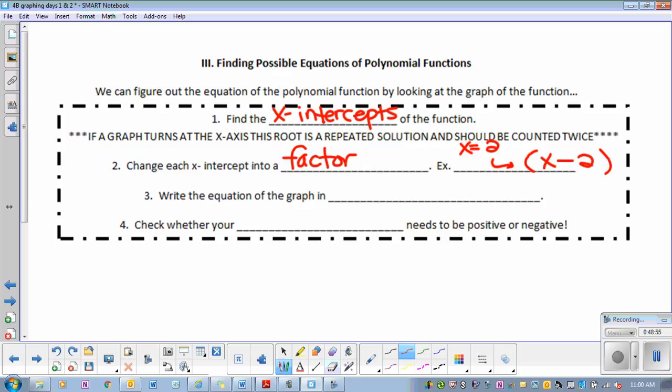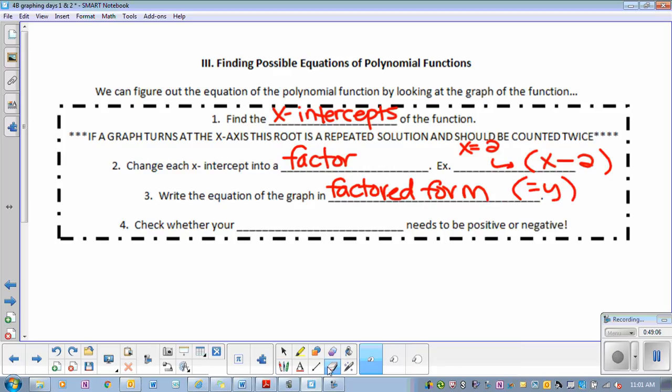And then you want to write the equation of the graph in factored form. So you're just going to copy the whole thing over and put y equals with it. Make it equal to y. So y equals, right?